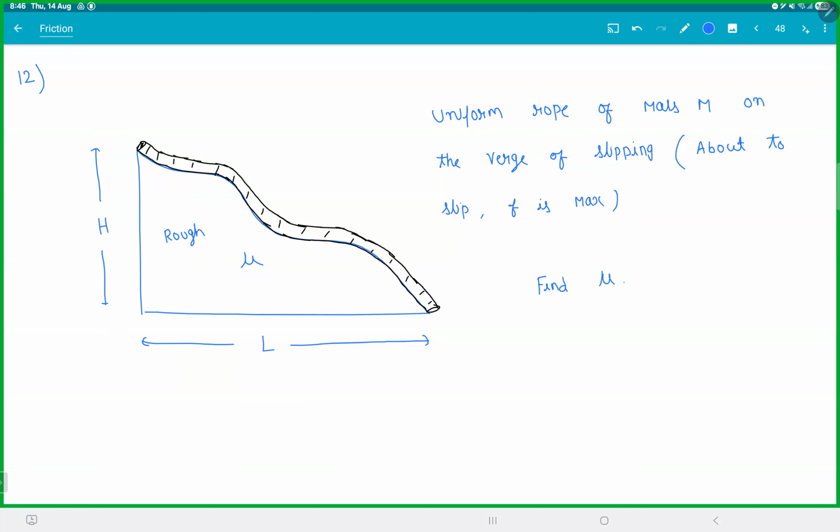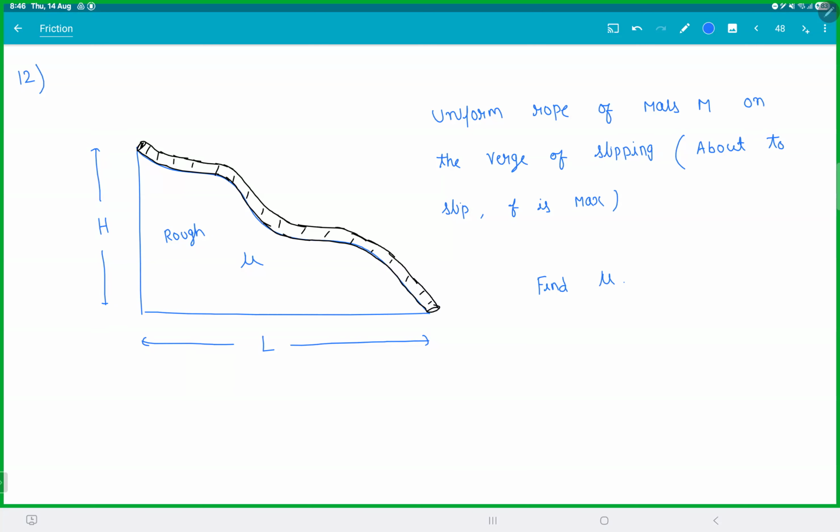Hope the question was clear. Anyone didn't get the picture, please ask me. So we got some weird incline. I don't know the shape. You kept a rope on top of it. It's a uniform rope. Mass is m. Length of the rope we don't know, but height of the incline is h, and the base is L. If you remember, we did something like this in NLM.